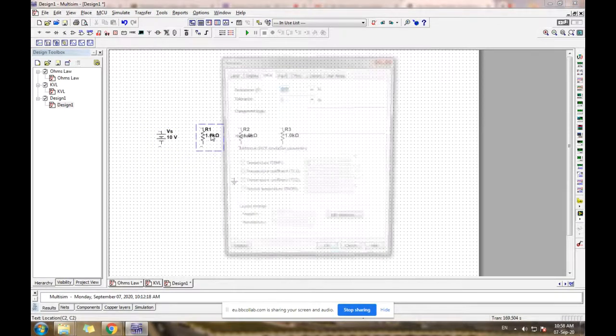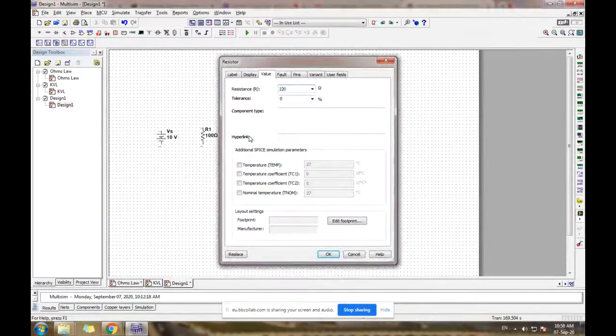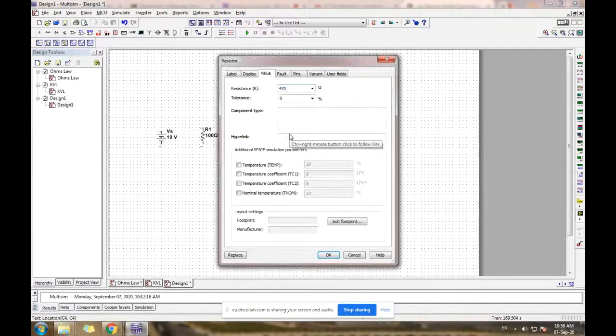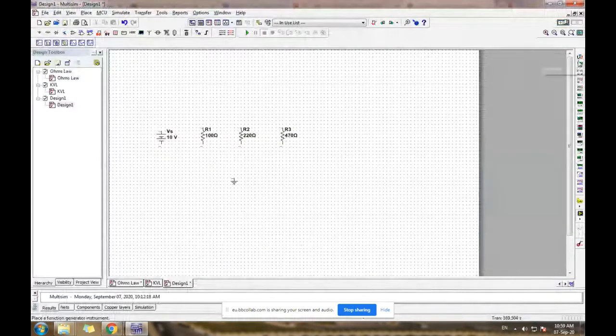Okay, what is the value of R1? It is 100. What is the value of R2? It is 220. What is the value of R3? It is 470. Okay, R1 is 100, R2 is 220, R3 is 470. Right? So again, take four multimeters to measure the current. This is one multimeter to measure the current Is, another to measure the current I1, another to measure the current I2, another to measure the current I3.